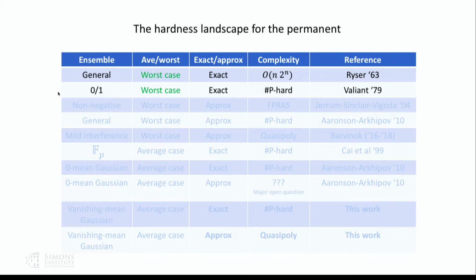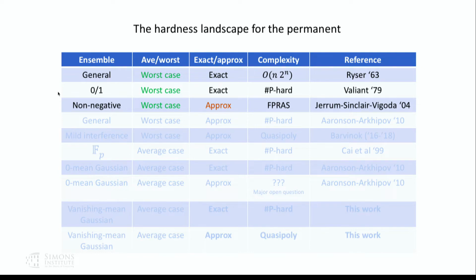Can we compute the permanent in polynomial time? In a seminal work in '79, Valiant showed that probably the answer is no, because for a 0-1 matrix, the permanent is sharply hard to compute exactly. So that is the picture for exact computation. What can we say about approximation?